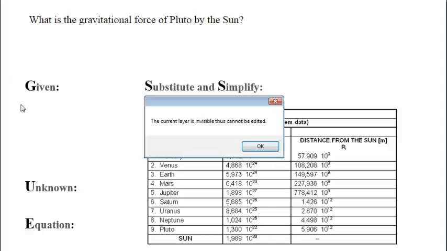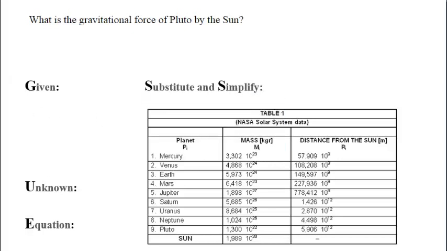So if I take the mass of Pluto and I look it up, it says that it equals 1300 times 10 to the 22nd, and in this case kilograms, which is good. And then the mass of the Sun equals 1989 times 10 to the 30 kilograms.